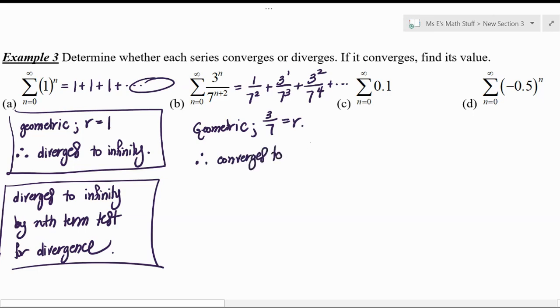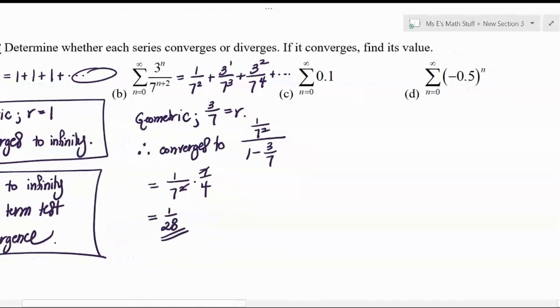What does it converge to? It would converge to the first term, which is 1 over 7 squared, divided by 1 minus the common ratio, which is 3/7. That would equal 1 over 7 squared times, 1 minus 3/7 is 4/7, so 7/4. So the answer would be that the sum would end up equaling 1 over 28.